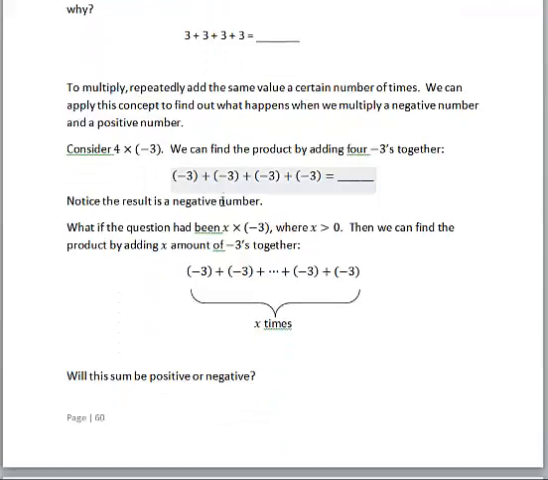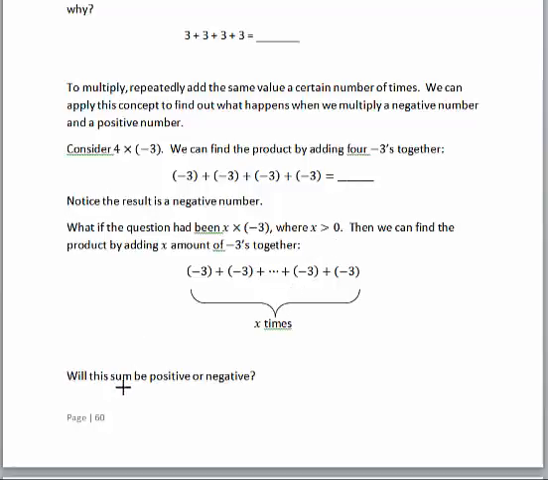And so depending on what number we're multiplying the negative 3 by would determine the number of negative 3's that we actually write out, and we would still be adding. So we'd simply write the addition of negative 3, x number of times, if we were presented with the expression x times negative 3. And this is also with the condition that x is a positive number.